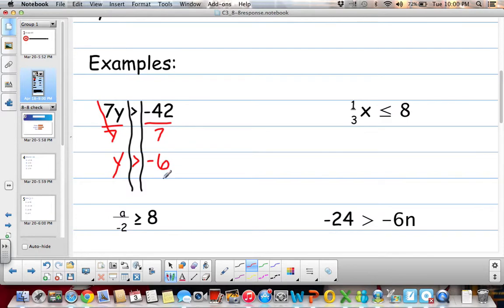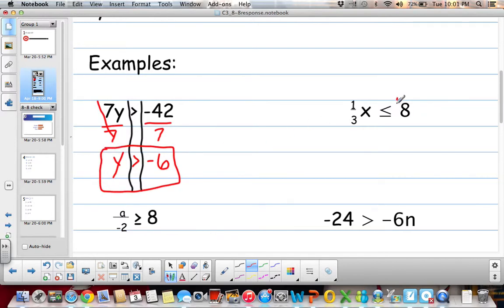So just to make sure, we can check. A number greater than -6 is -4, we could do. 7 times -4 is -28, which is, yes, greater than -42. If we did a number smaller, like -10, 7 times -10 would be -70, which is not greater than -42. So therefore, we know that that wouldn't work. So we have y is greater than -6.